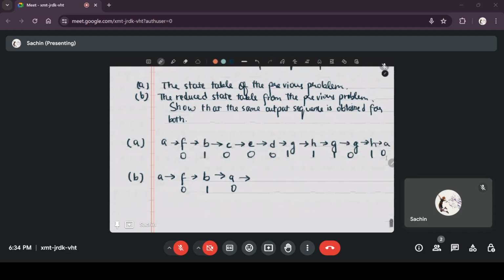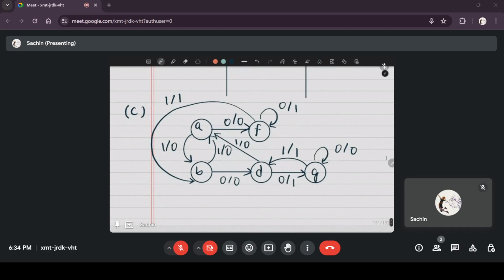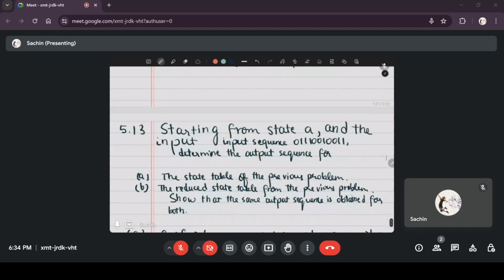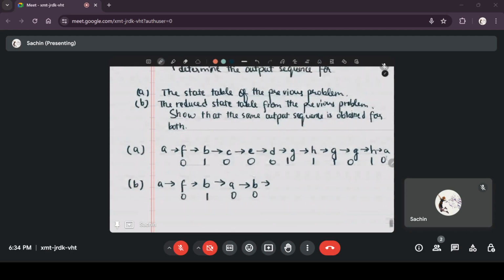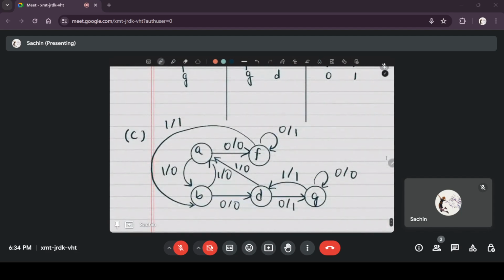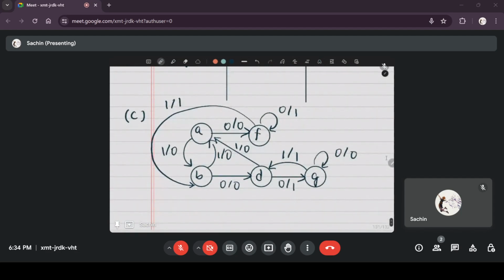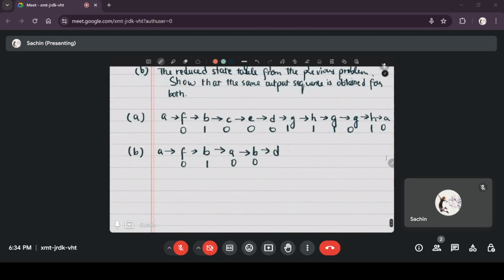So there are three ones. The first one sent you to B, second one sent you to A, and the third one will send you back to B with output 0. And there are two zeros now. From B, if you give a 0, go to D with output 0 and then G with output 1. So D to G with output 0 and 1.